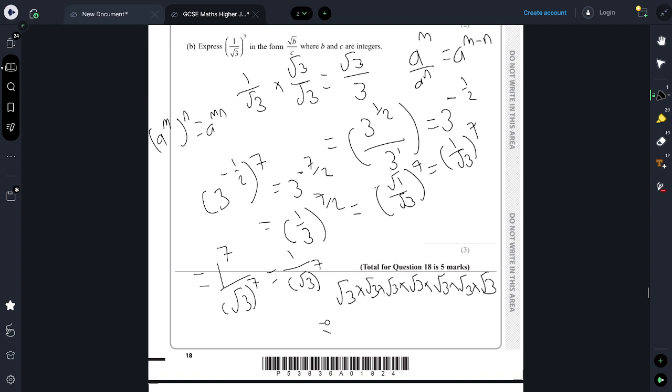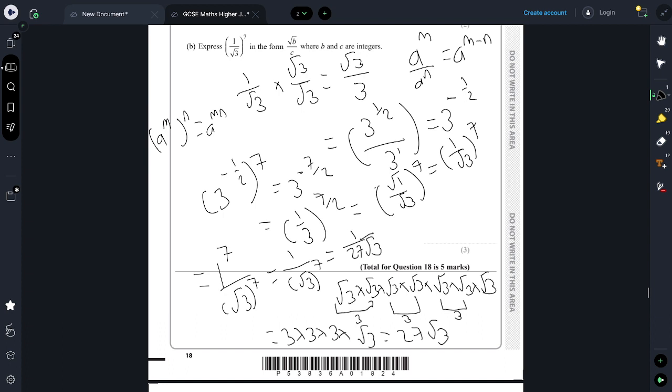Now, actually, you should spot that root 3 times root 3 is just 3. So this is going to be 3. That bit's going to be 3. That bit's going to be 3. And then you just got another root 3. So the product is simply 3 times 3 times 3 times root 3. 3 times 3 times 3 is 27 root 3. And so therefore this goes to 1 over 27 root 3.